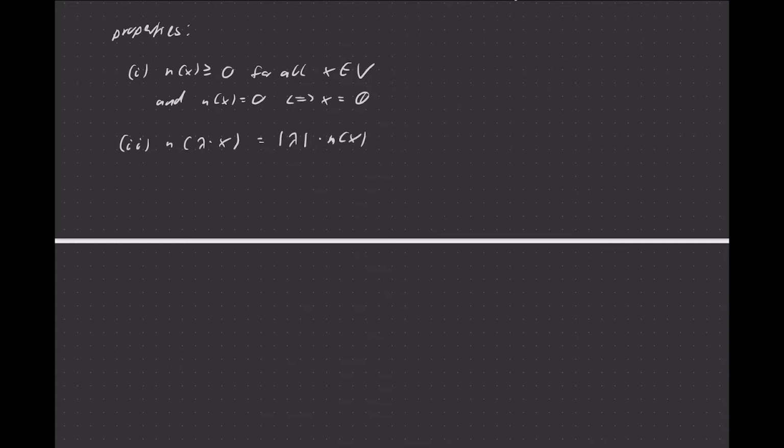We'll have to take the absolute value of lambda here instead of just lambda, because, for example, if you multiply a vector by -2, then still the length changes by a factor of 2. The vector is also flipped, but that doesn't influence the length. So that's why we have to take the absolute value here. And we want that to be true for all x in V and all lambda in R.